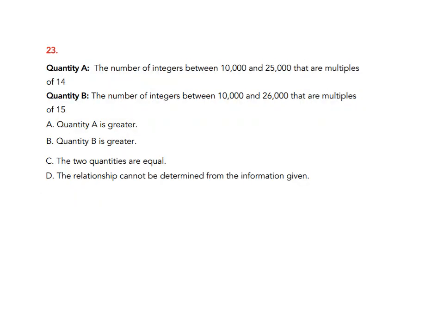Question number 23. The number of integers between 10,000 and 25,000 that are multiples of 14, the number of integers between 10,000 and 26,000 that are multiples of 15. We need to find out which quantity is greater, or if those are the same, or the relationship cannot be determined from the given information. Let's do it.